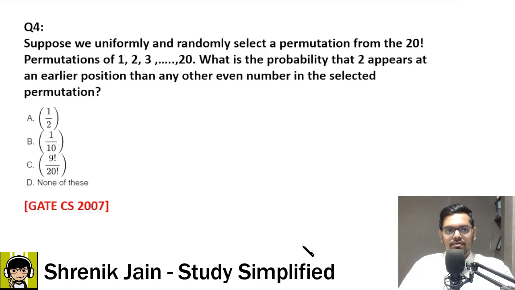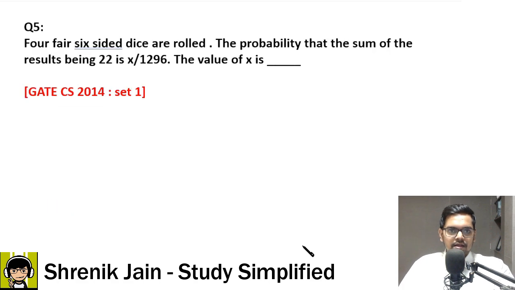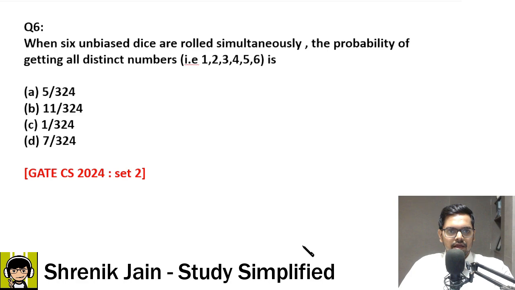Then which is the level 3 question, sir? This is a level 3 question, question number 4. This is again level 1, level 2, as per your convenience. Next question, and the final question of the day, it's an easy question, a level 1 question.